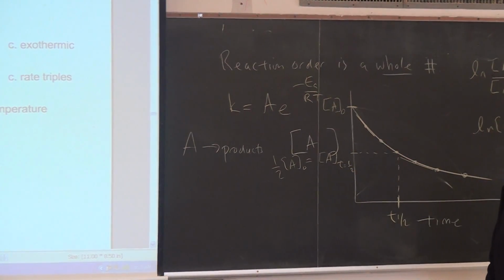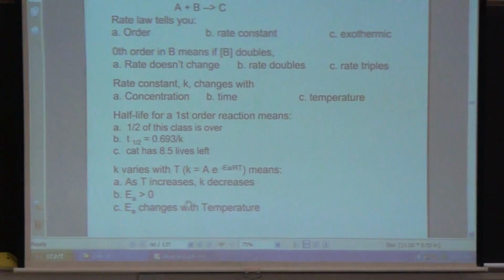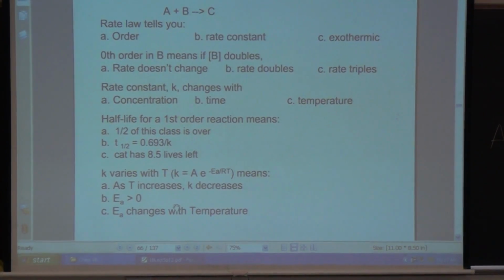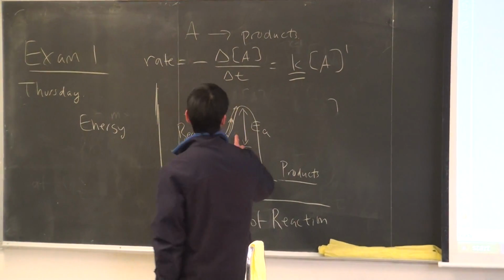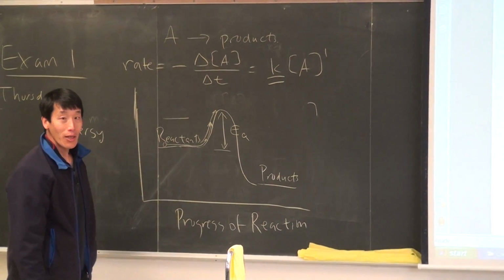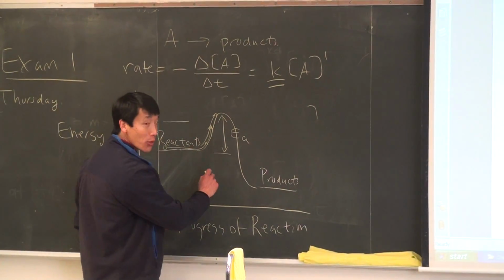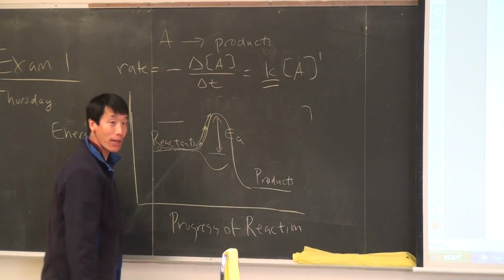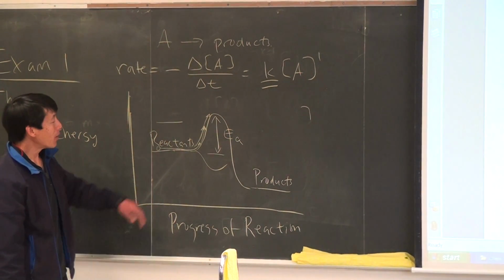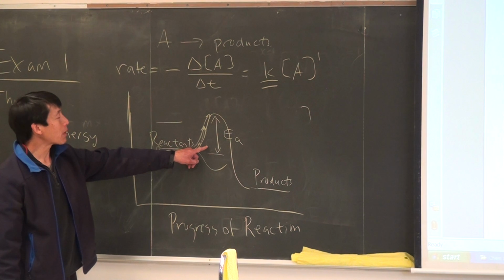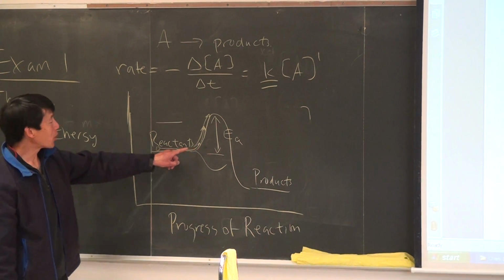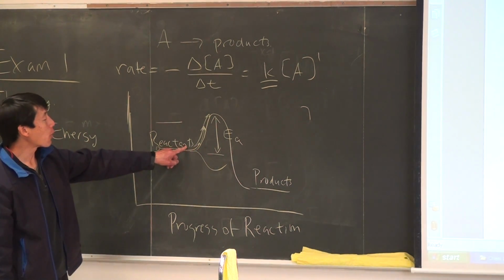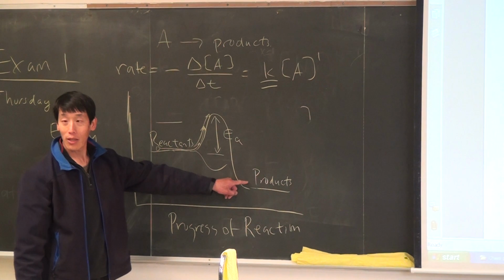For part B, is EA greater than 0? Yes. Note that there's going to be a speed bump for any reaction. Unfortunately, there are no negatives; we can't have something like that. The activation energy is always a positive energy, always greater than 0. That's the speed bump which these reactants have to get over to get to the products.